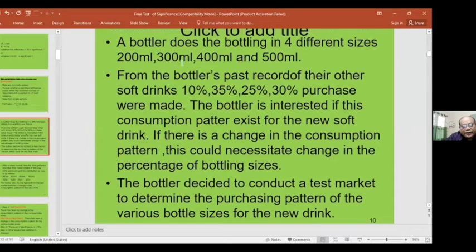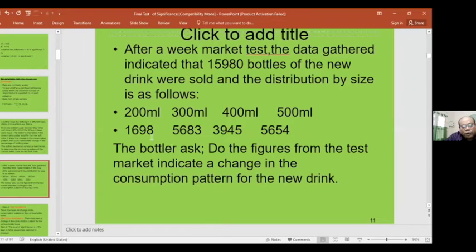The first consumption pattern was 10% 200, 35% 300 ml, 25% 400, 30%. This was earlier. So the bottler expected that the new soft drink will also follow this pattern. But let's see, this is what they call observed. There was expected, this is observed. So whether there is any difference between observed and expected. If there is no difference, then the bottler will be happy. The same pattern, the same requirement of bottles will be there, so he will be ready for that.